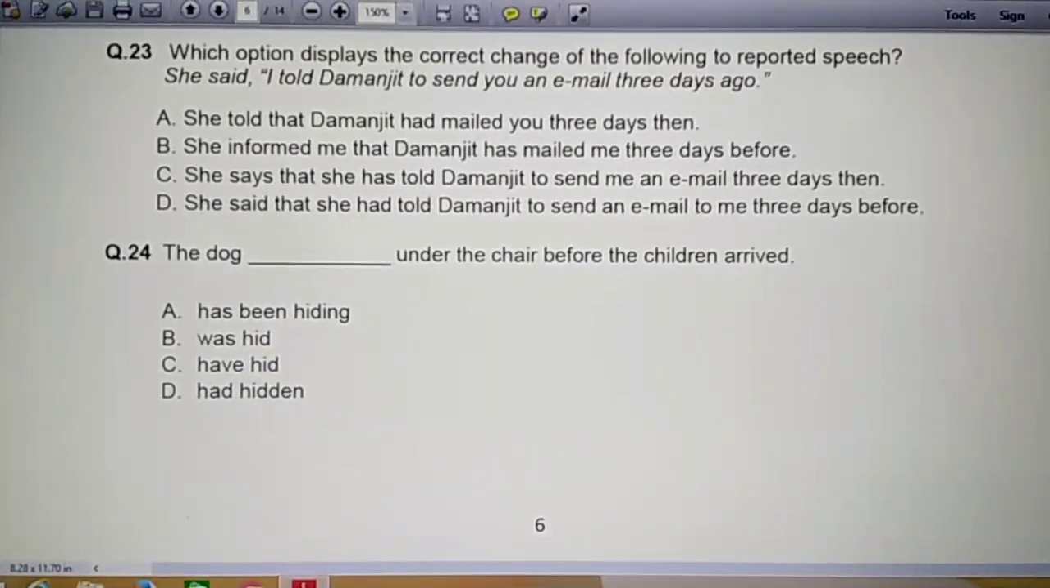Question number 23. Which option displays the correct change of the following to reported speech? She said, I told Damanjeet to send you an email 3 days ago. The right option for that will be she said that she had told Damanjeet to send an email to me 3 days before. So here comes question number 24. The dog dashed under the chair before the children arrived. So right option for that will be had hidden, because had hidden will be past perfect.